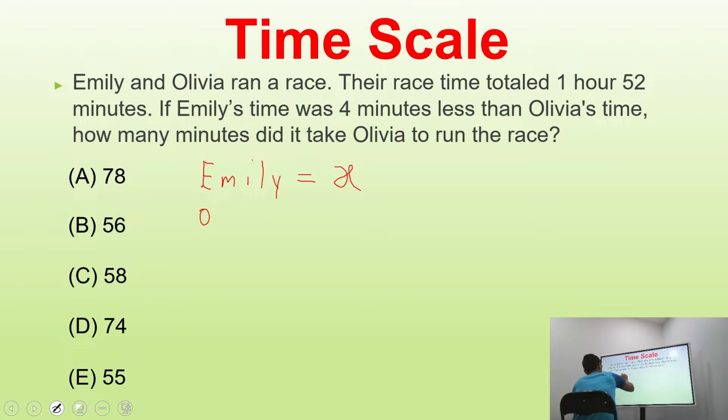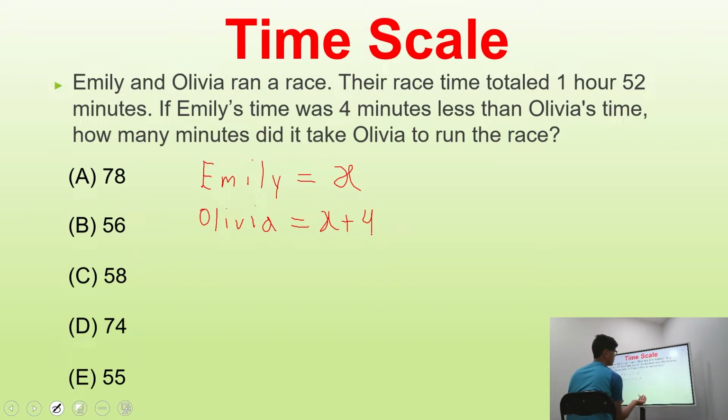So for Olivia, it's going to be X plus 4, since she was 4 minutes slower than Emily. Here we just gave Emily a variable and said Olivia's is plus 4. Now it says the race was totaled at 1 hour and 52 minutes, and it's asking how many minutes it took Olivia to run the race.